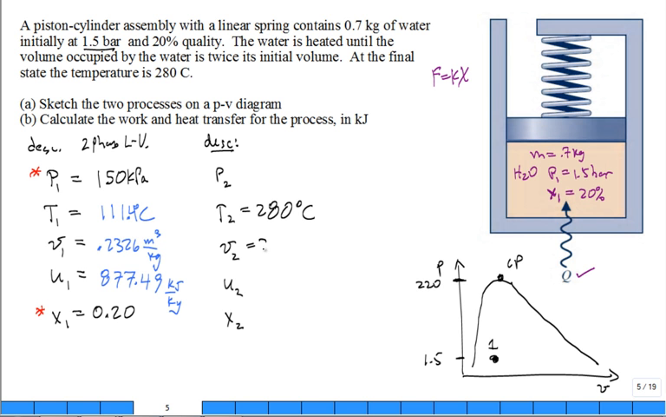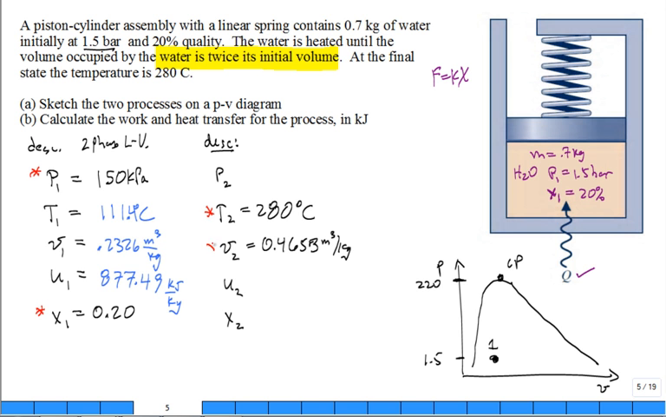What? 2 times V1? It's in the problem statement. How many times do we have to reread those words in the problem statement? So it's heated until the volume occupied by the water is twice its initial volume. Did the mass that's trapped in the piston cylinder change? No. So the volume doubled, the specific volume doubled. So the final specific volume is 0.4653 meters cubed per kilogram. In your calculator, you're going to have more digits, but here I have 4.